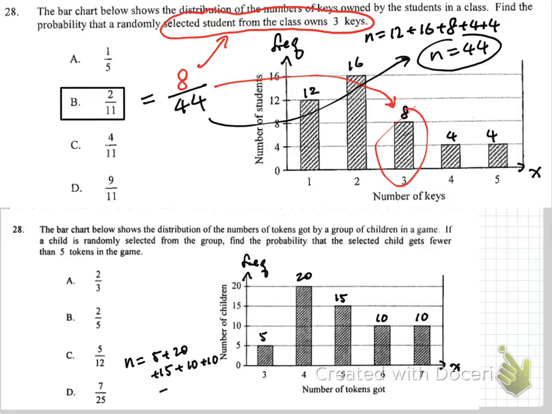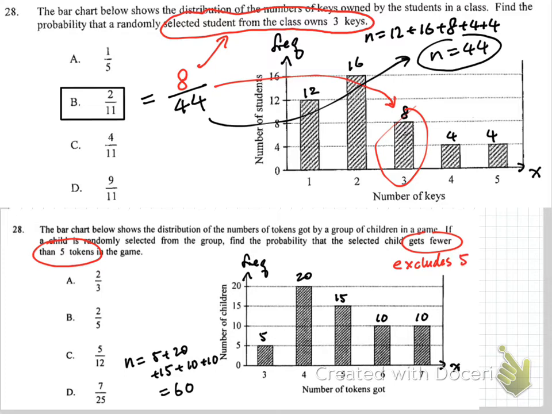Total frequency goes to 60. And then you choose the favorable outcomes. We want to select children that get fewer than 5. Now, fewer than 5 is very easy to make mistakes on, where you just choose this one. This would be terribly wrong because we are not looking at students with 5 tokens. We are looking at students with fewer than 5. Fewer than 5 does not include 5. So you have to be very careful in the wording.